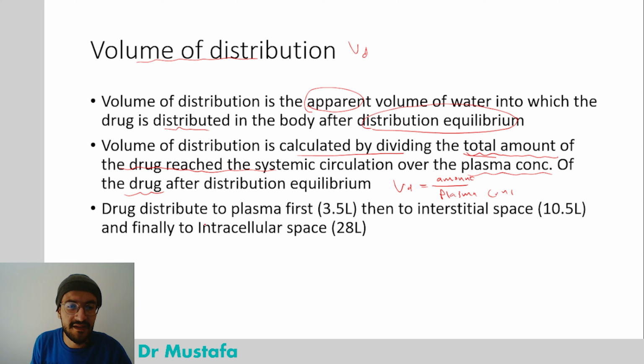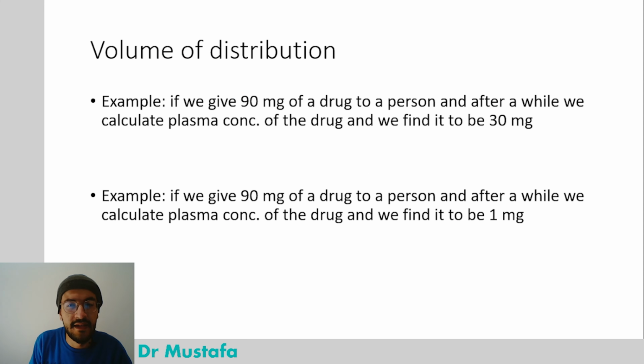So VD would equal the amount of the drug available for distribution over the plasma concentration of the drug. And as we mentioned earlier, the drug distributes first to the plasma, then into the interstitial space, and finally to the intracellular space, depending on the volume of distribution. So let's take some examples about the volume of distribution. In the first example, 90 milligrams of the drug are given intravenously, meaning they all are available for distribution.